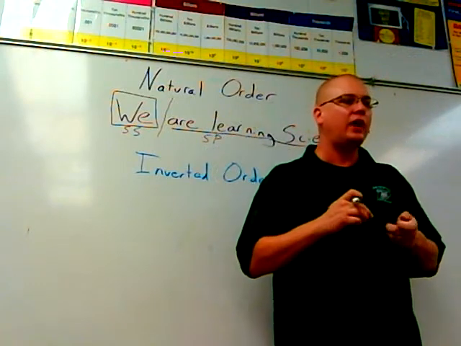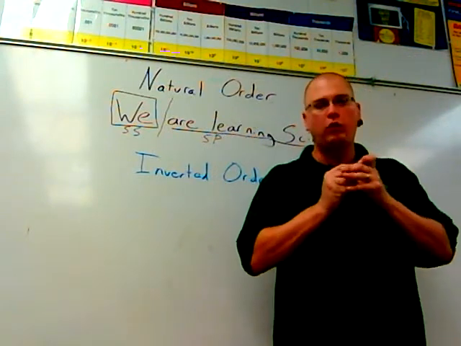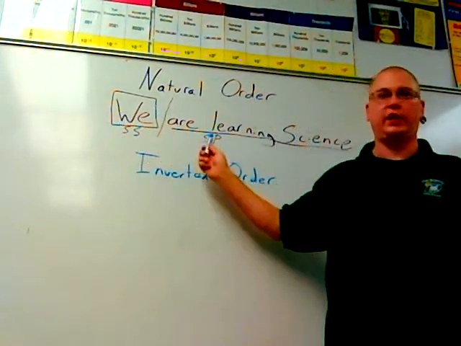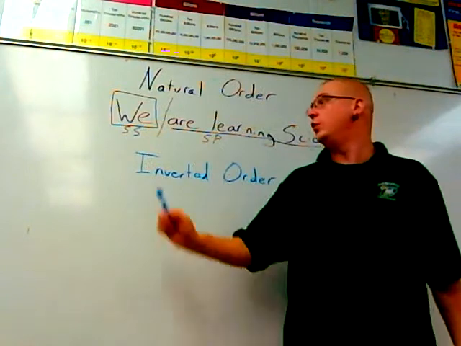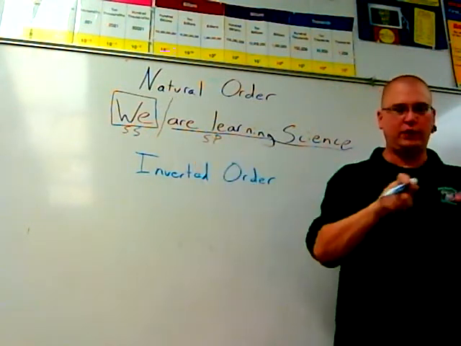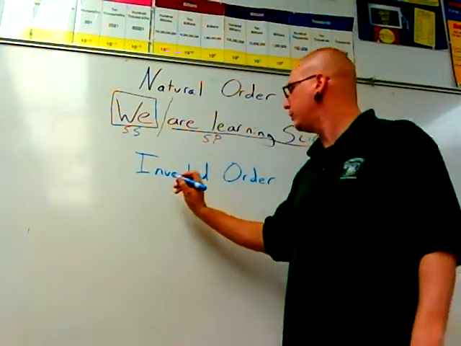However, this is not how all sentences are set up. Subject first, predicate last. That is natural order. We say, who did it? What did they do? An inverted order sentence comes in two types.